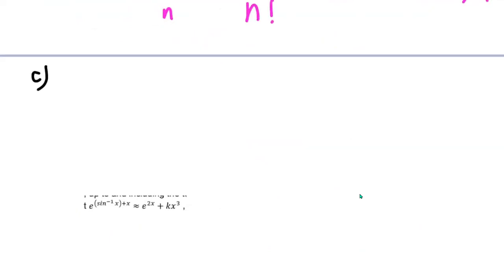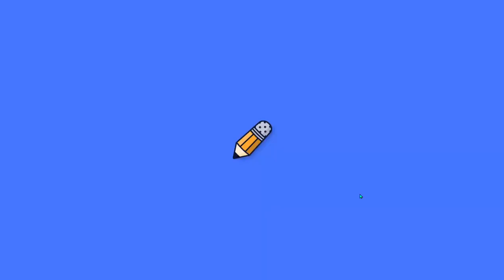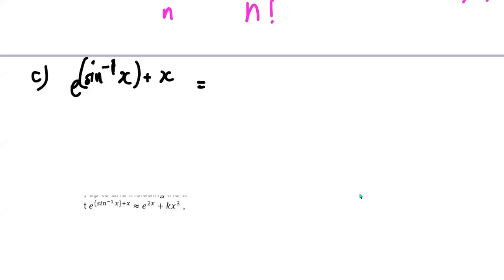Never mind, I'll just write it there. E power sine inverse x plus x. So please look carefully. The plus x is on the power of e. So we want to show, oops, where is my undo button? It disappeared. Oh, it's there. Okay. This is approximately e power 2x plus kx cubed.